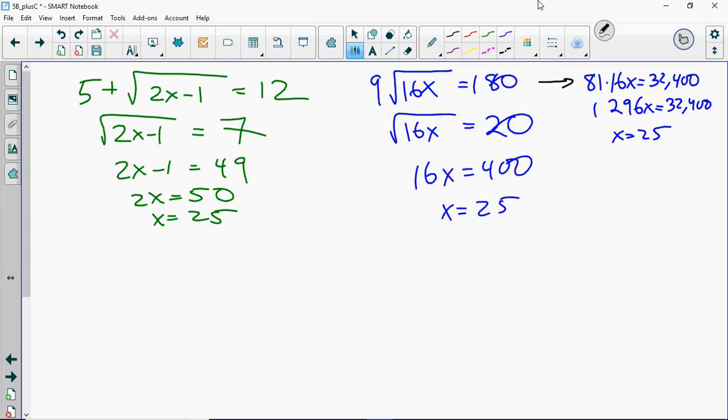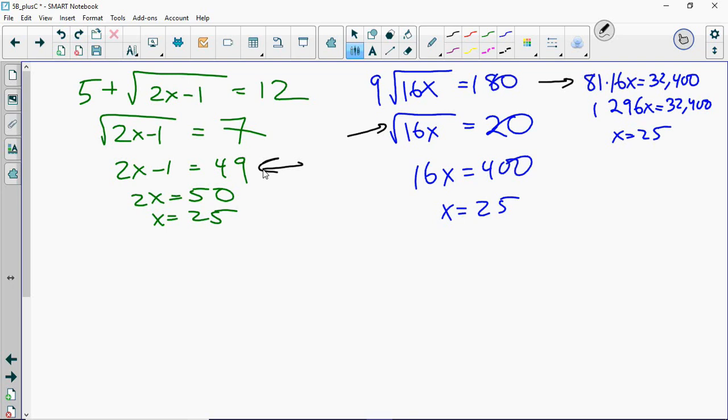Here are 2 more. In the green one, we have to get the radical alone, so we subtract 5 from both sides, and then we square both sides, bringing us here, and then we just solve for x like normal. We get x equals 25. On the right, I think it's easier in this case to divide by 9 as a first step, bringing us here, and then squaring both sides. 20 squared is 400. That's not too challenging to work out. And then when we divide both sides by 16, we get x equals 25 again.